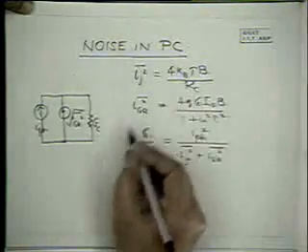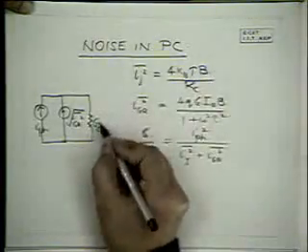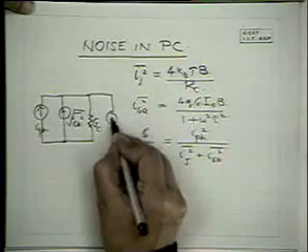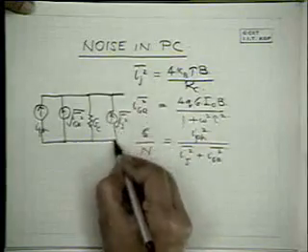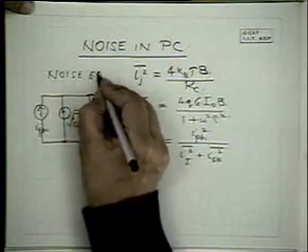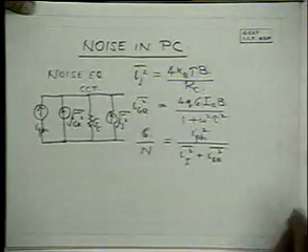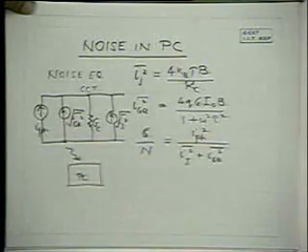Conductance GC is just equal to 1 by RC. You can write this as 4 kBT B into GC, and the Johnson noise source IJ squared bar. Okay, so this is the typical noise equivalent circuit of a photoconductive detector.